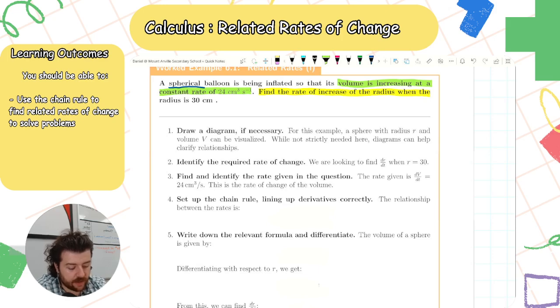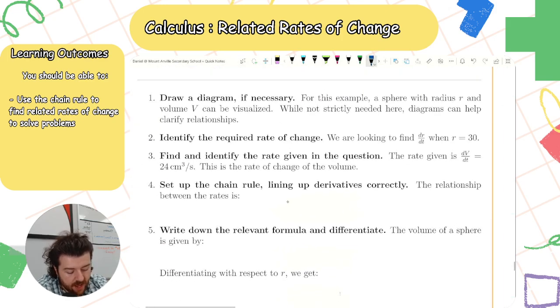Now I need to set up my chain rule. I am looking for dr/dt, so that means I need a dr on top and a dt on the bottom. Now I need to find my missing link. What can I put here that I can easily find?